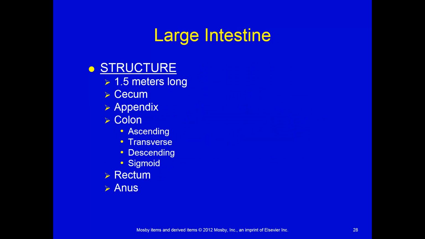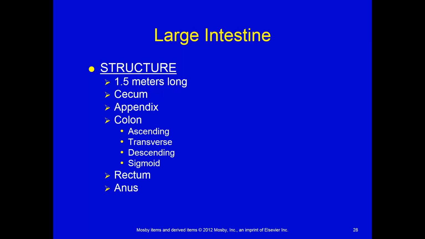Okay, large intestine. It's long, 1.5 meters. And we know that the first part of the large intestine is the cecum. That's why the ileocecal valve is named what it is, because it connects the ileum to the cecum. So the ileocecal valve connects the small to the large intestine. We know that the appendix is there and doesn't really do much.